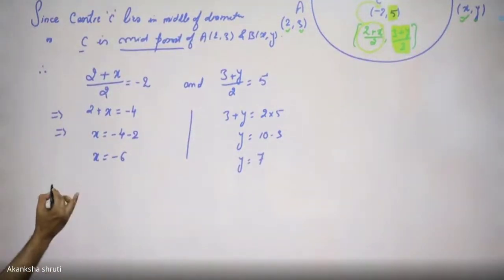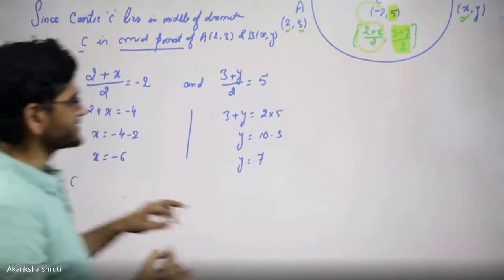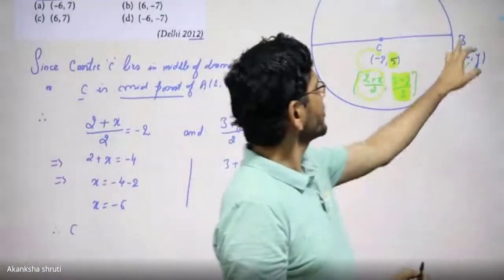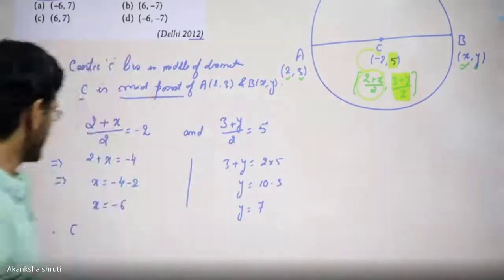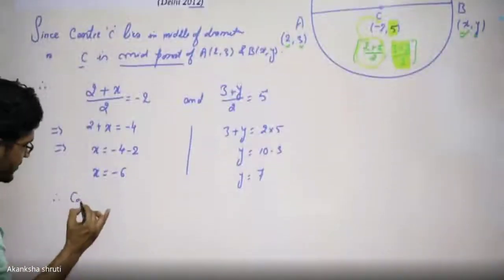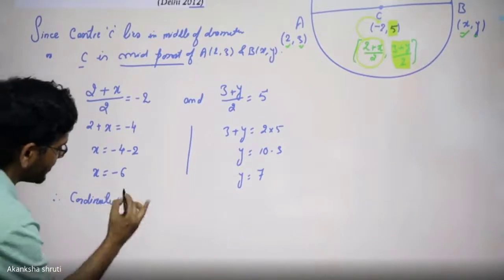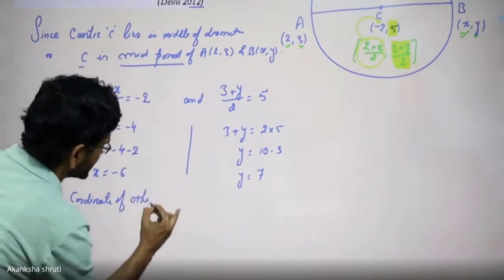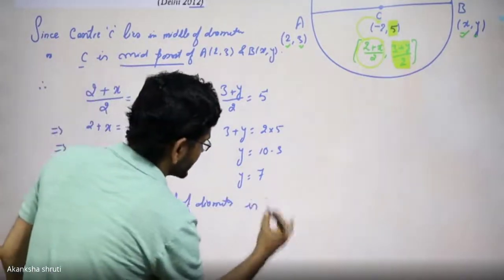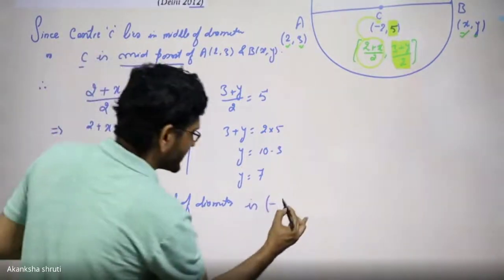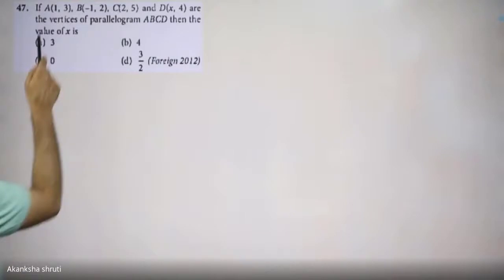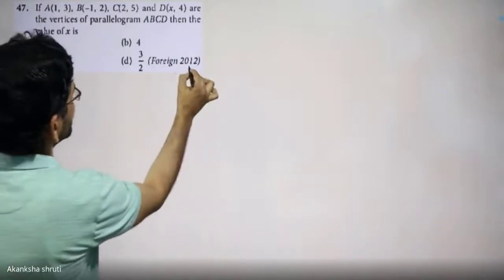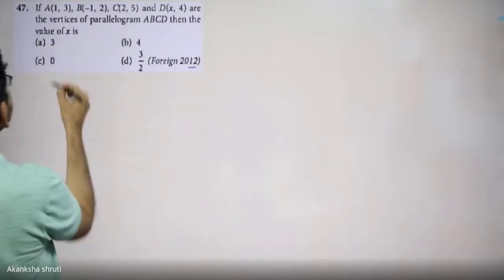Students, therefore, what are this x and y? It is the coordinate of the other end of the diameter. That's all. Therefore, the coordinate of the other end of the diameter is minus 6 comma 7. That's all. Let us consider the question asked in 2012.